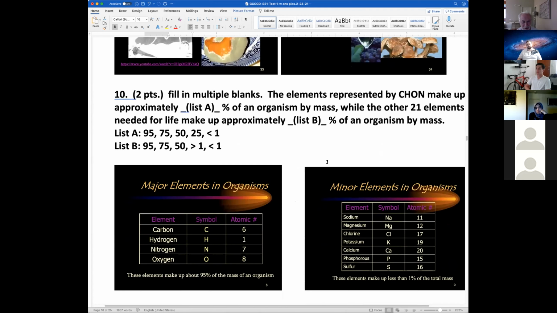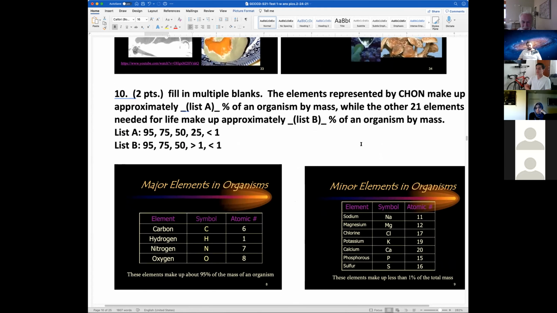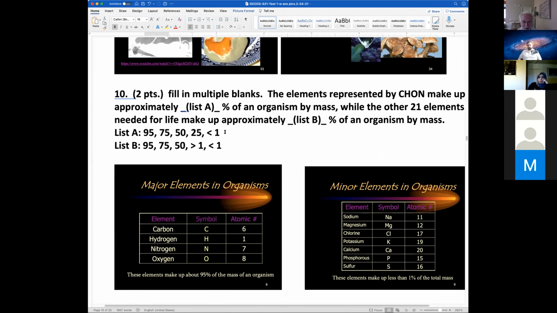Okay, fill in the blanks. Elements represented by CHON make up approximately what percent of an organism by mass? And you're given the choice of 95, 75, 50, 25, or less than 1. What is it? 95%. That's right.